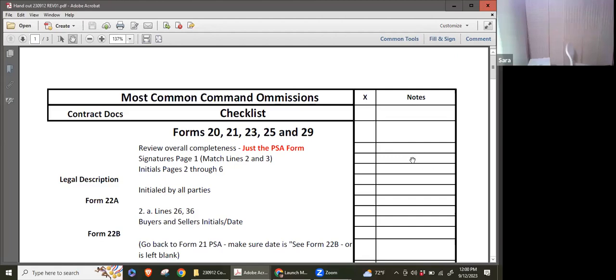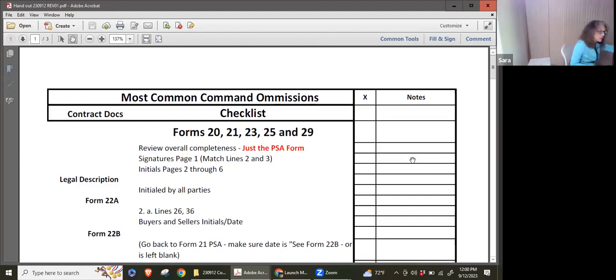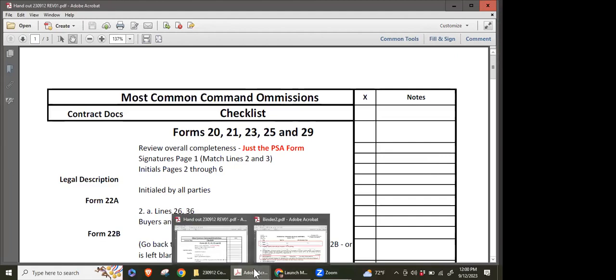All right. So everybody has their hand out like this? Yep, yes, got it, thank you. All right, so what we're going to do is, oh, come on, where's that?